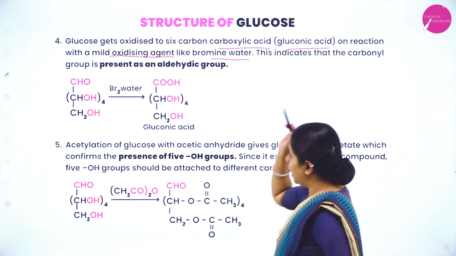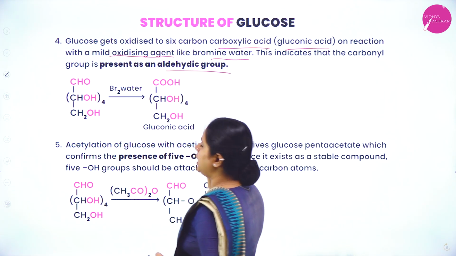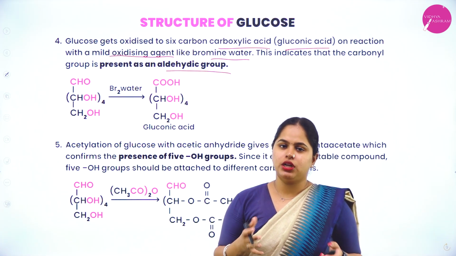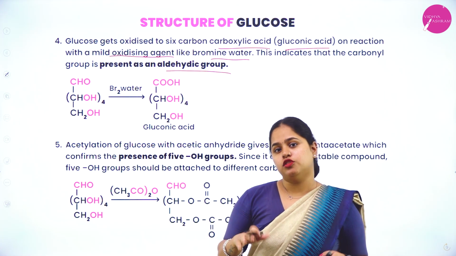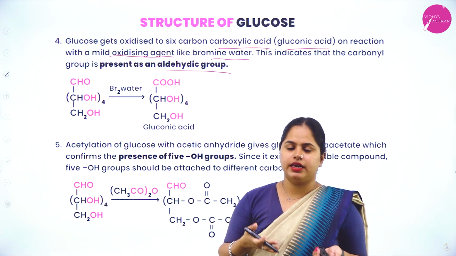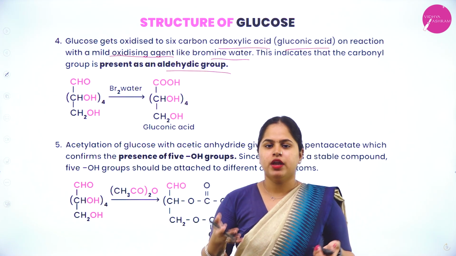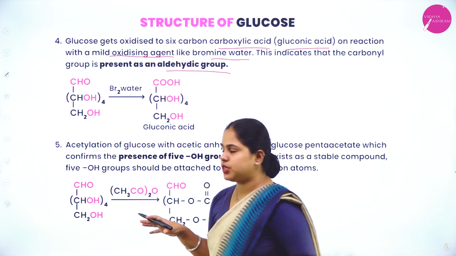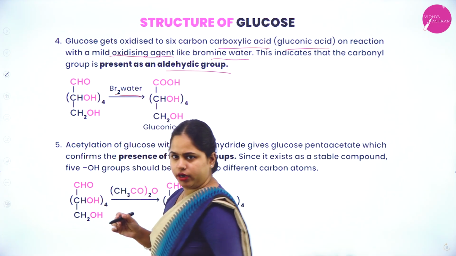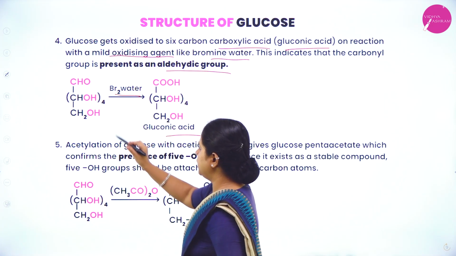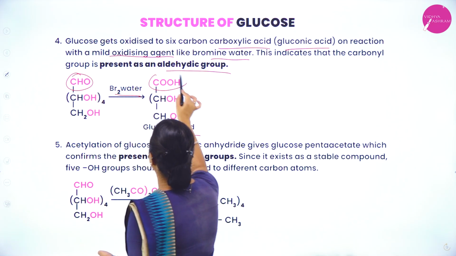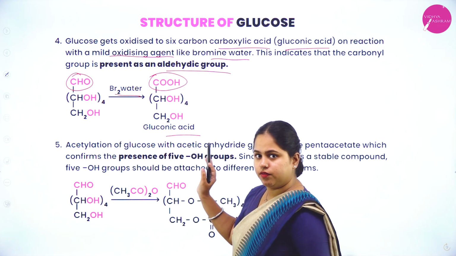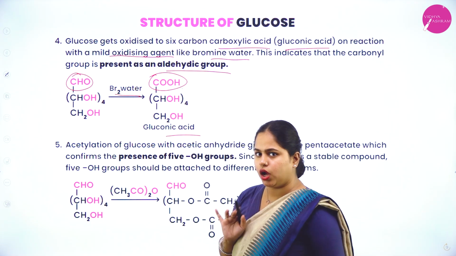This indicates that the carbonyl group which is present is an aldehydic group. Okay, so we know that aldehydes undergo oxidation in the presence of a mild oxidizing agent to form carboxylic acid. We have studied this in the aldehydes, ketones and carboxylic acids chapter. So when glucose was taken and bromine water was added, we got gluconic acid. That means this aldehyde got converted into carboxylic acid. So as we are getting gluconic acid, we got to know that yes, it is getting converted into carboxylic acid.